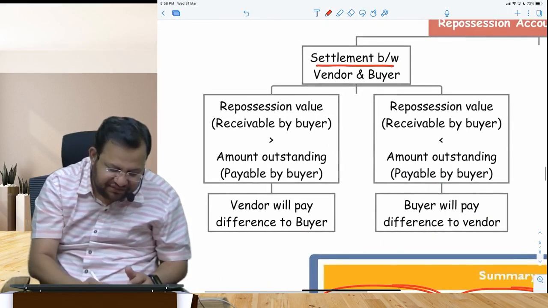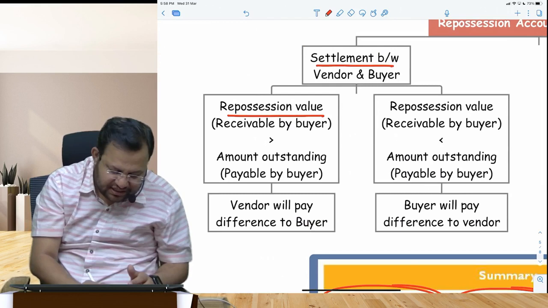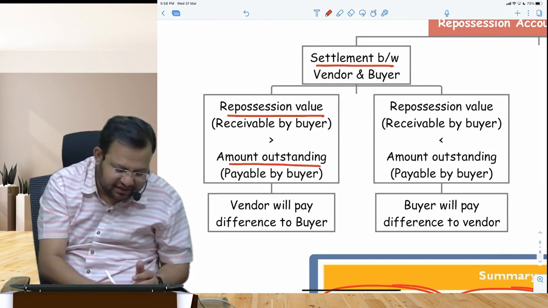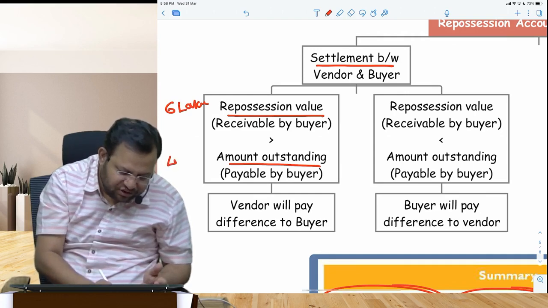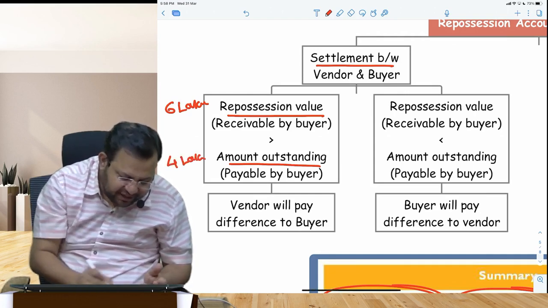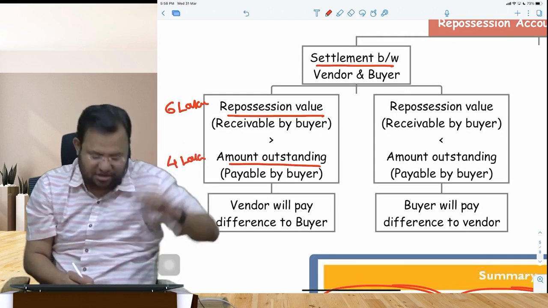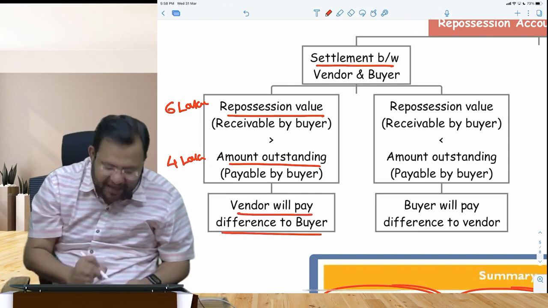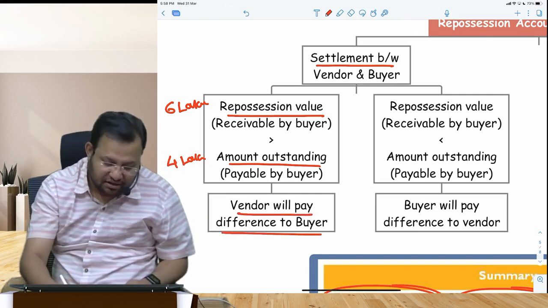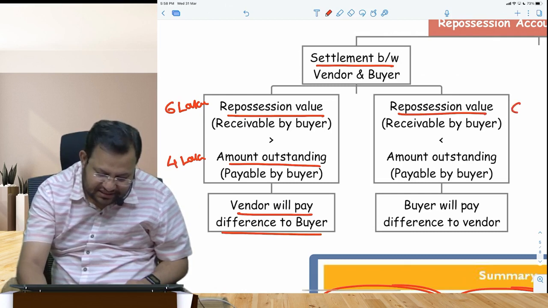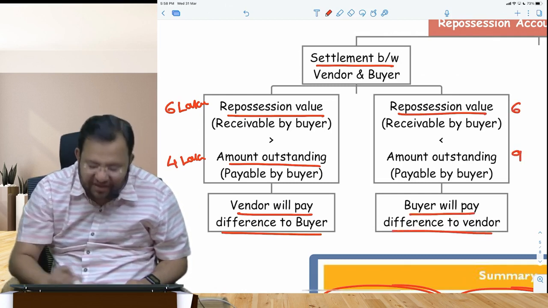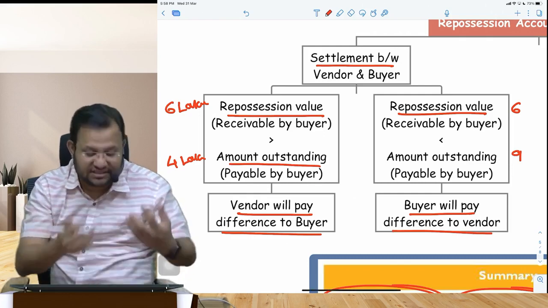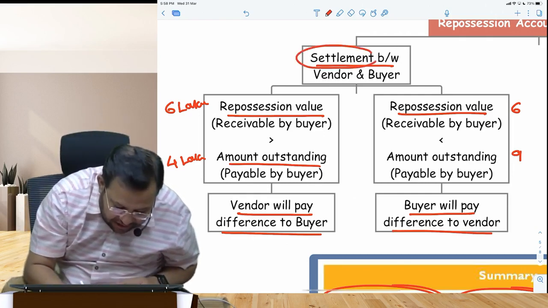So if the repossession value is greater than the amount outstanding, let's say the repossession value of the machine repossessed is 6 lakh, but the amount outstanding was 4 lakh, so the remaining 2 lakh is payable by the vendor. So the vendor will pay to the buyer. And if the repossession value is 6 lakh but the amount outstanding was 9 lakh, the buyer will have to pay the difference to the vendor. So this is settlement accounting.